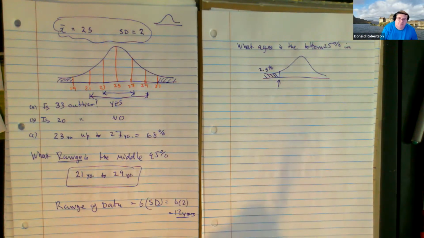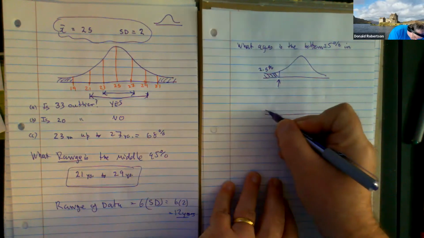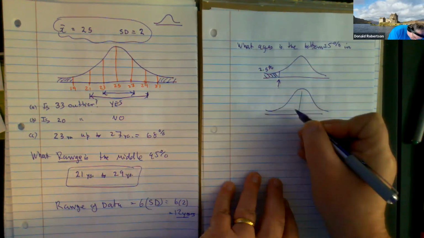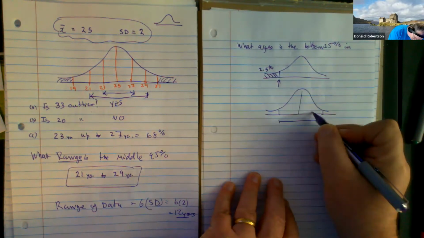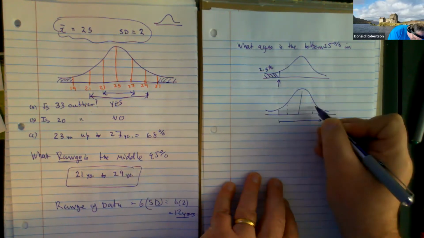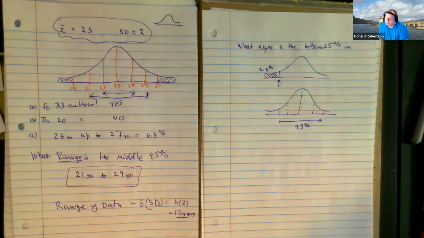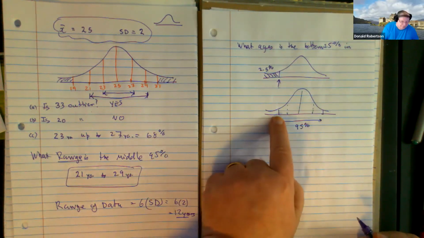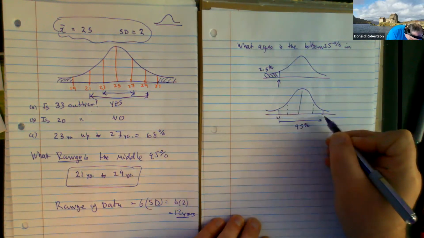Now you might say, well, how can you even figure that out? There's no obvious way. Well, there is a way to do it. So if I go 2 standard deviations away from the mean, right? 2 standard deviations away from the mean, isn't that 95% of the data? Would you agree? Right, the middle 95% is 2 standard deviations away from the mean. So that's from the number 21 to 29.